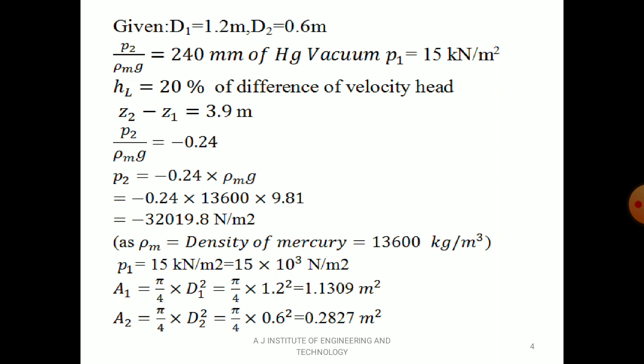So A1, if we know D1 and D2 values, you can just calculate the cross-sectional area. A1 equal to pi by 4 D1 square, so that is equal to pi by 4 into 1.2 square, which is 1.1309 meter square. A2 equal to pi by 4 D2 square, so that is equal to pi by 4 into 0.6 square, which is 0.2827 meter square. So those are the cross-sectional areas A1 and A2.